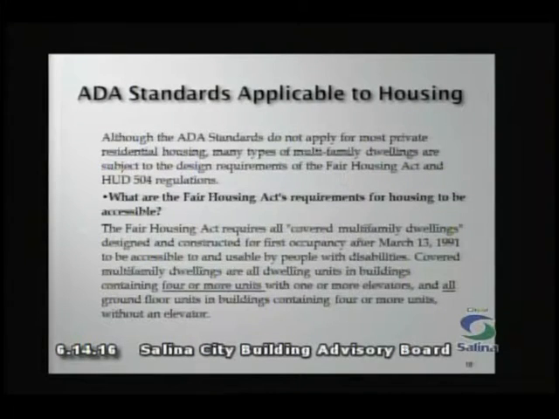For example, the Fair Housing Act requires all covered multifamily dwellings, and they define that as being four or more units with one or more elevators and all ground floor units in a building containing four or more units without an elevator, to be accessible and usable by people with disabilities. So if it was designed and constructed for its first use after March 13, 1991, Fair Housing Act comes into play as well, which makes it a little more confusing. So now we have three other entities we need to look at when we're looking at apartment complexes, et cetera.